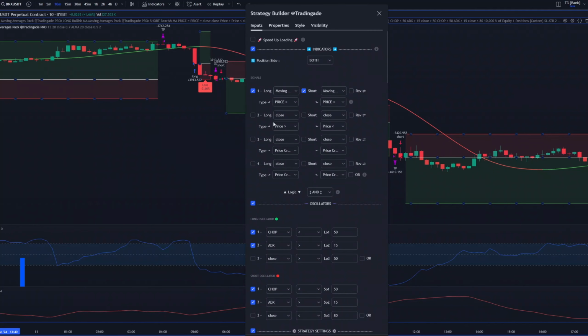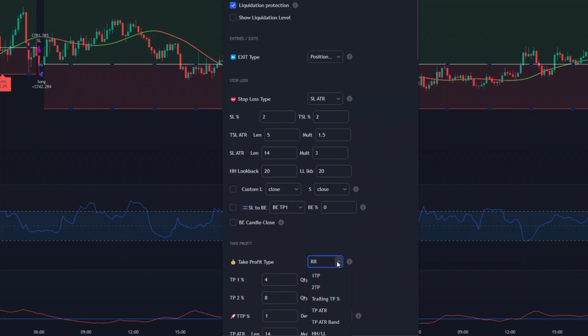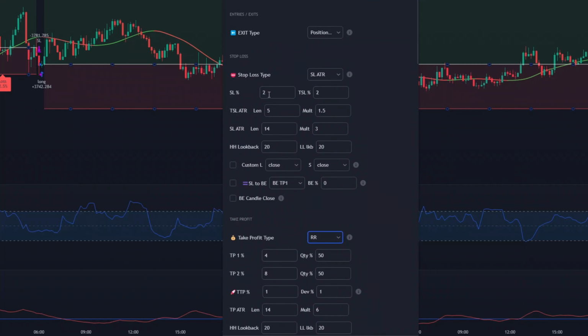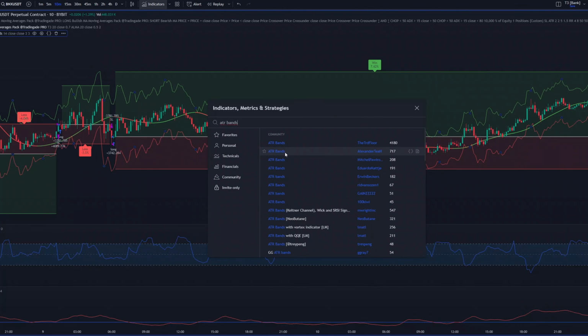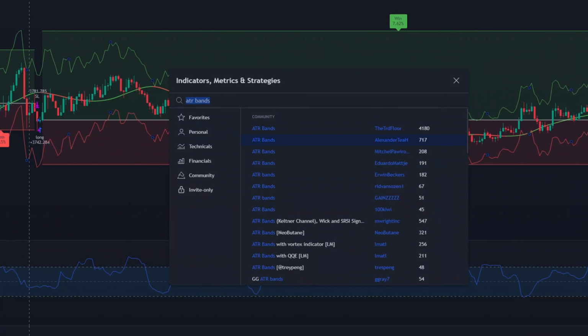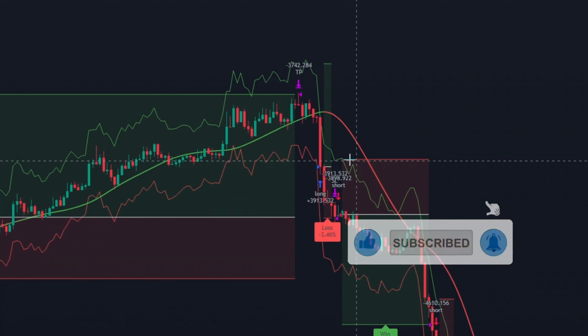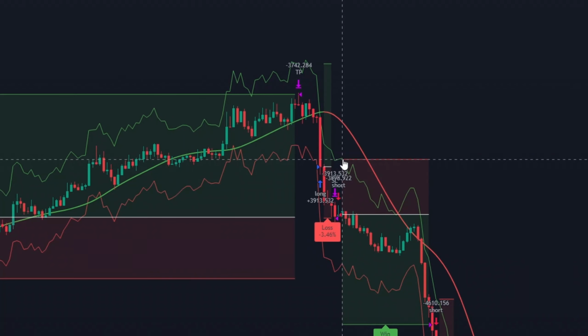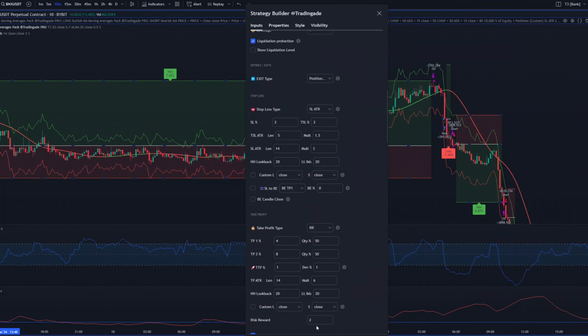Now it's time to set our exit rules. Here we have different exit conditions, both for stop loss and take profit. Today we will use a stop loss based on the ATR bands. And as you can see, by loading the ATR bands indicator onto the chart, for a long position our stop loss level will be exactly at the ATR bands. Same applies for a short position. We have the ATR bands and our stop loss will be exactly at that level. For the take profit, we will set a risk reward of 2.